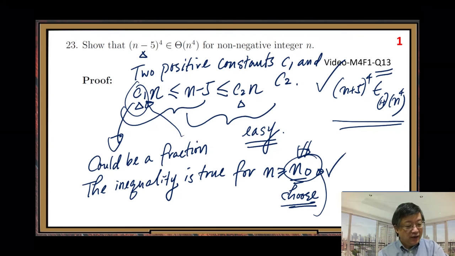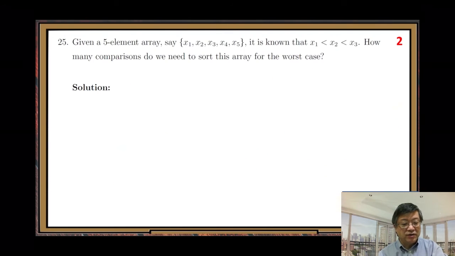All right, finally, our last question, question number 25. This time it is a 5-element array, but we know important information. The first 3 elements are already ordered, x1 less than x2 less than x3. This information is useful. Do not waste it. How many comparisons do we need to sort this array for the worst case?